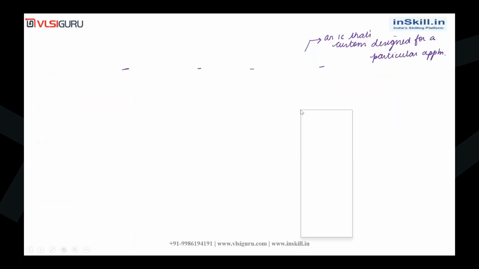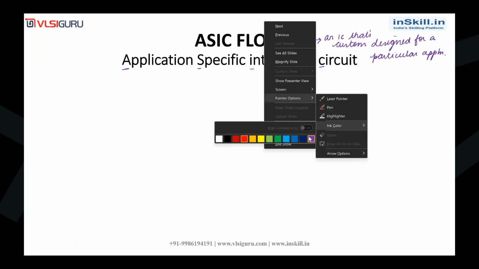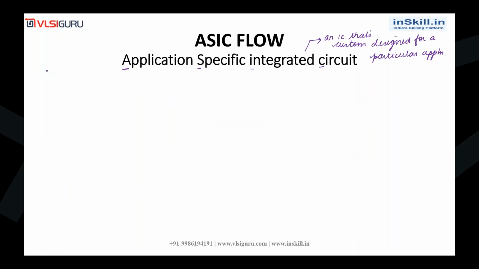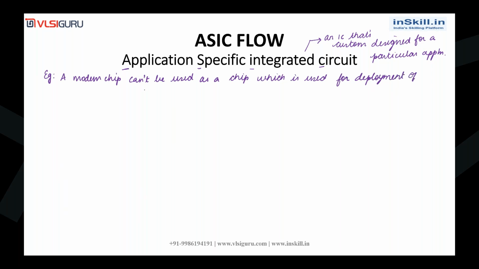Say, for example, a modem chip can't be used as a chip which is used for deployment of airbag in automobile. So that is what is ASIC. ASIC means application specific integrated circuit. It's an IC that's custom designed for a particular application, which means a modem chip can't be used as a chip which is used for deployment of airbag in automobile.